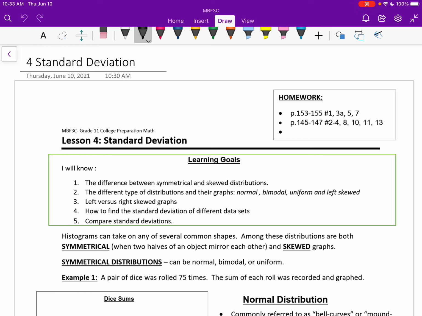Today we're going to be going through lesson 4, which is standard deviation. Your homework pages are as follows. Over here, they're going to be posted on Google Classroom as well.